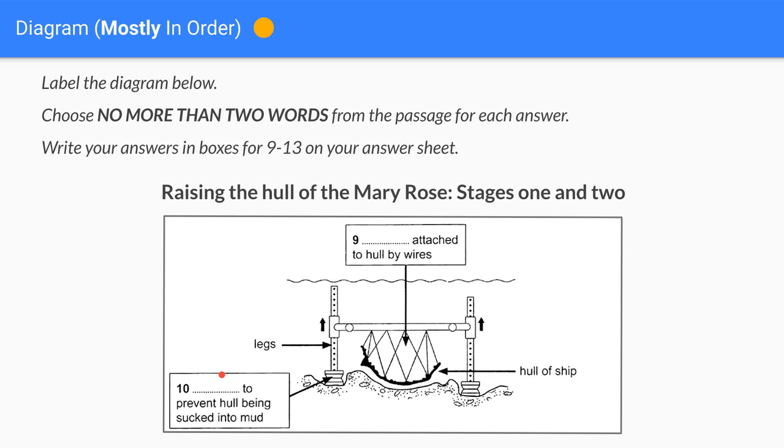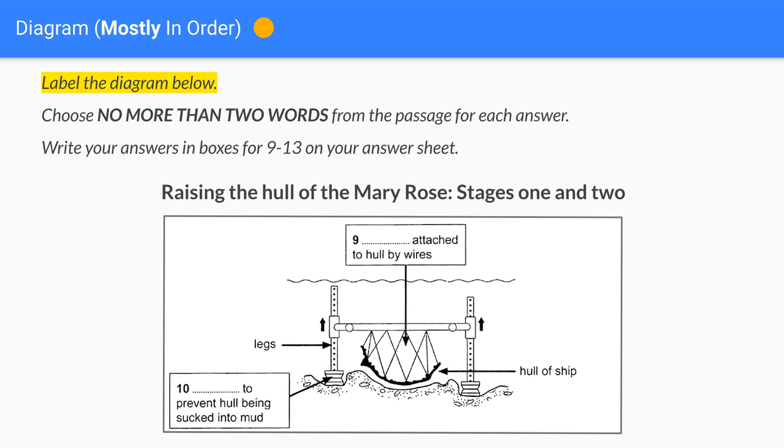Next up, we have the diagram question, mostly in order and of medium difficulty. Now this one is really easy to identify because it says label the diagram below, and there is a huge diagram over here. So you can't miss that. So very easy to identify a diagram question.